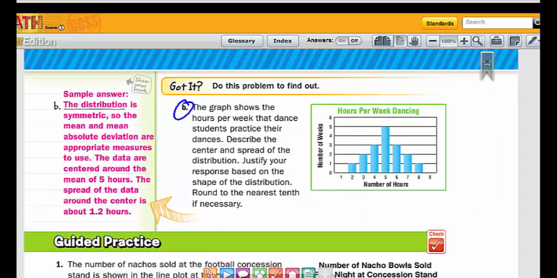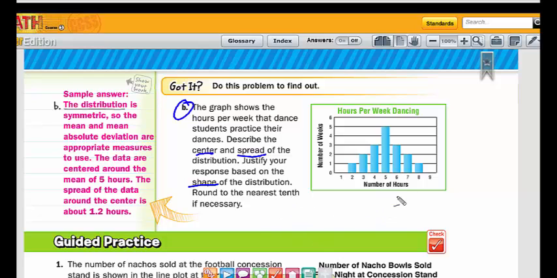Letter B. The graph shows the hours per week that dance students practice their dances. Describe the center and spread of the distribution. Justify your response based on the shape of the distribution. Round to the nearest tenth if necessary.